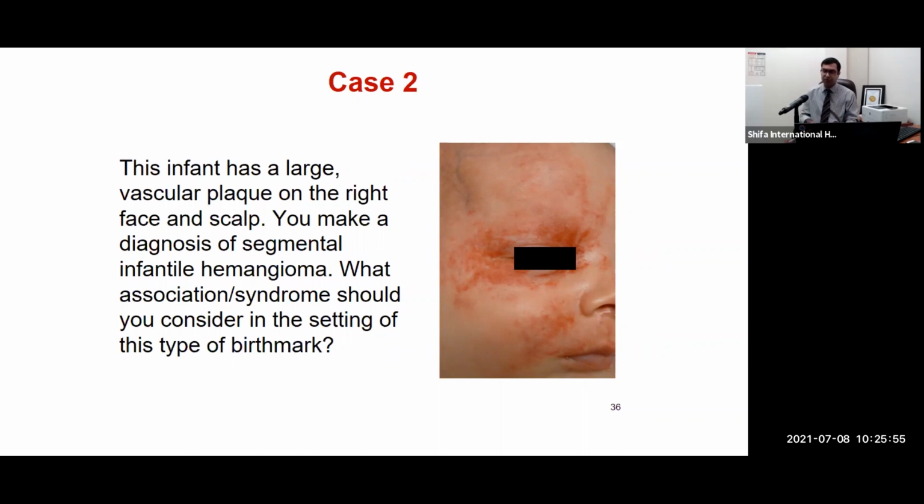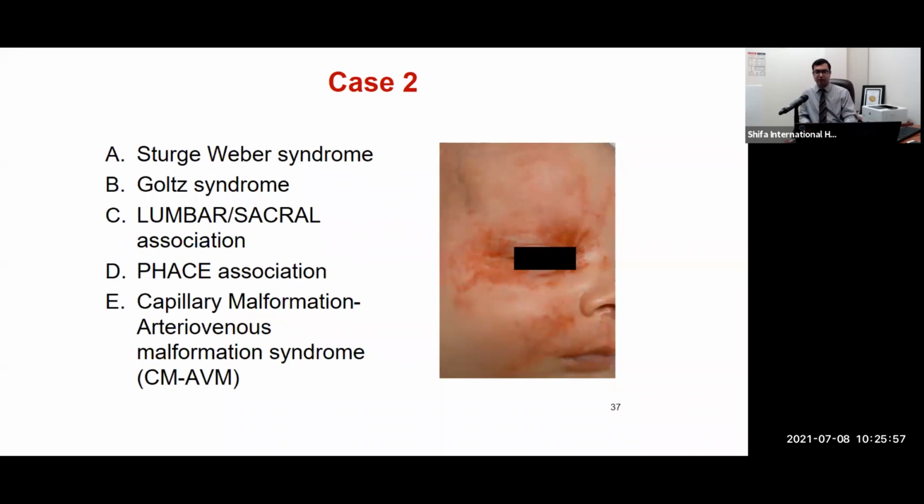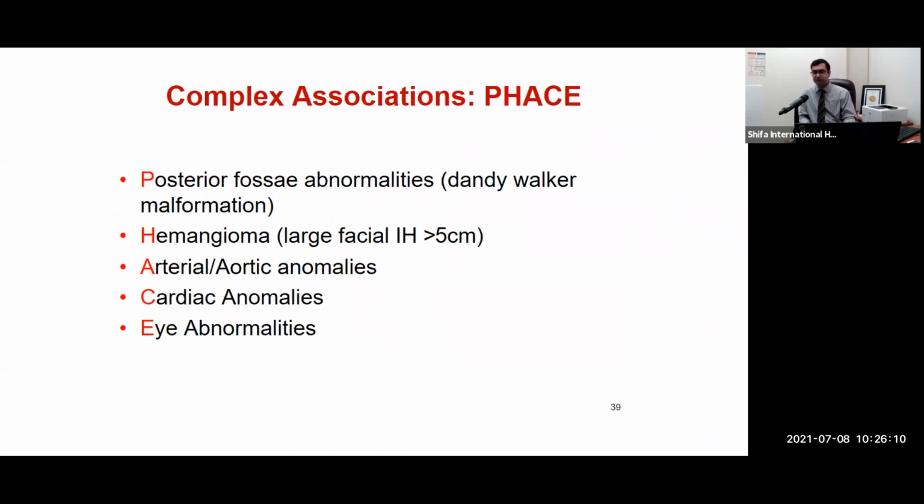So we have talked about PHACE syndrome. So it's part and parcel here. You can see, and it's a segmental type. Sturge-Weber is port-wine stain, that's a totally different pathophysiology. So PHACE syndrome: posterior fossa abnormalities, Dandy-Walker malformation, hemangioma on the face, more than 5 centimeters and a large segmental hemangioma. Arterial, so echo, MRI, echo on top of treating the hemangioma, and eye abnormalities.